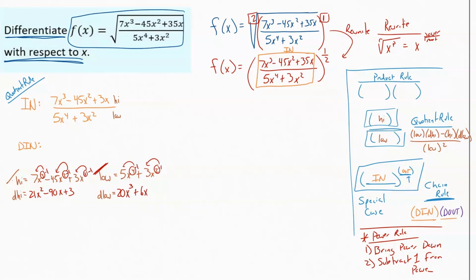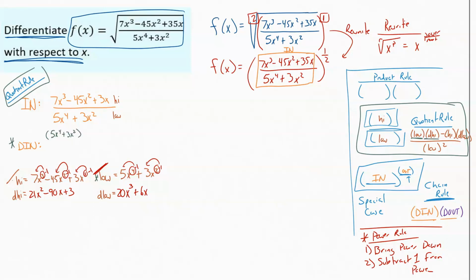And so now we have all the pieces that we need to put together our secondary rule here, which was the quotient rule. So to get our d in, we needed to follow the quotient rule. So now we'll do that. The quotient rule says first go grab the low piece. So I go grab the low piece. So 5x to the fourth plus 3x squared.